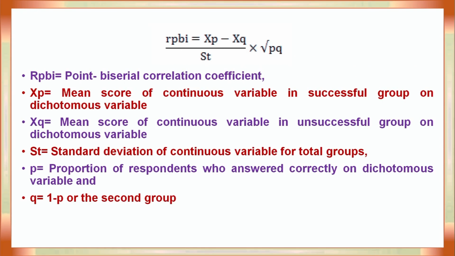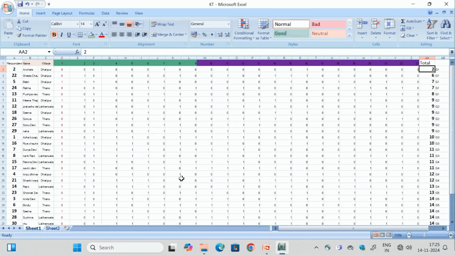So, this is the simple formula of the point biserial correlation. As I told, it is simply the correlation between the score received on a particular item and the total score received by a respondent. It will be much clearer when you try to do it using the Excel sheet. So, we will try it for your easy understanding.